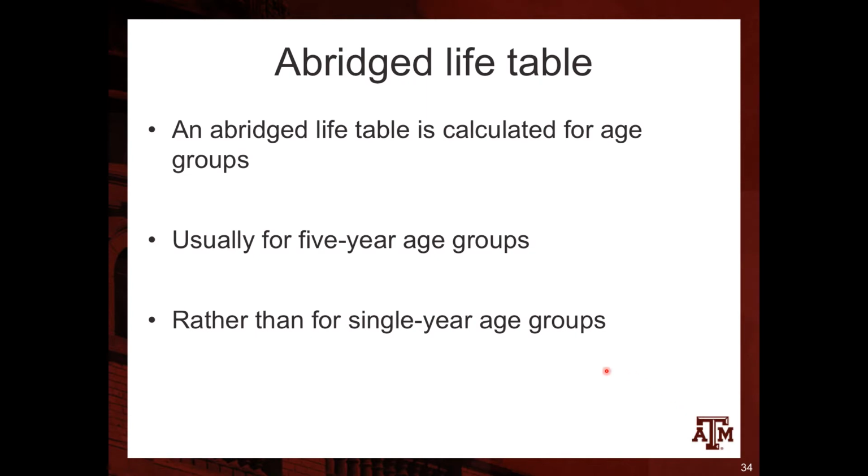Another important thing is that we have to understand the concept of an abridged life table. An abridged life table is a life table that uses age groups instead of single ages. Usually we use 5-year age groups rather than single-year age groups when we estimate life expectancies using life tables, because for some countries, information for single years might not be really reliable. They might have quality problems.